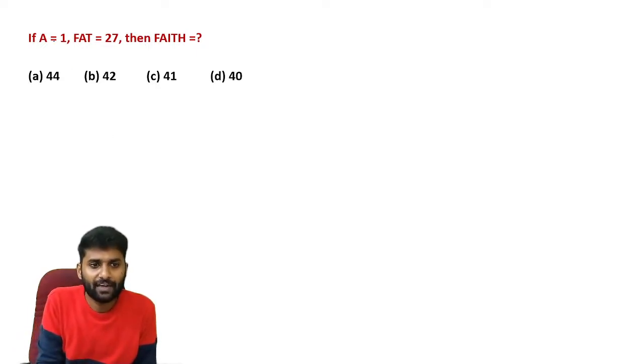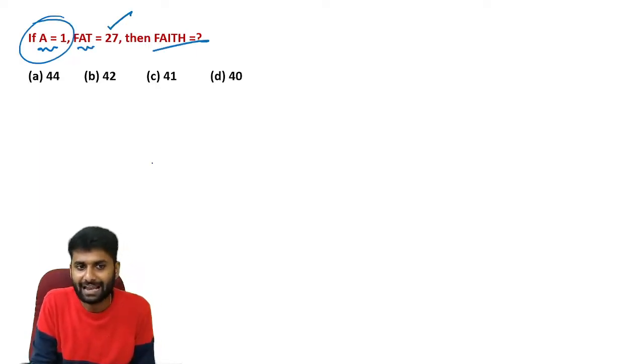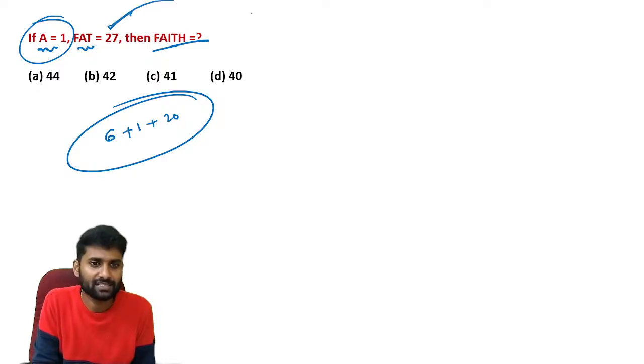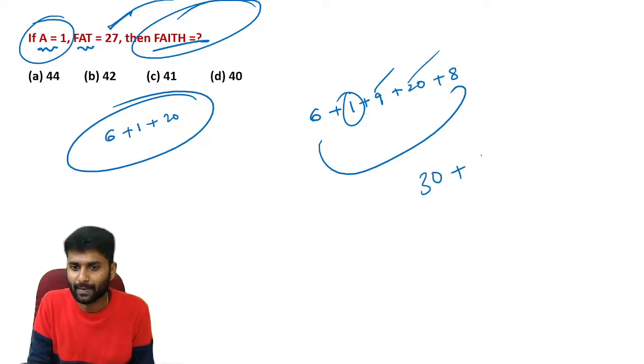Now see here, if A is equal to 1, FAT is equal to 27. What about faith? Again, they consider alphabetical position. F is the sixth letter, A the first letter, T the 20th letter, and the sum is 27. What about faith? Sixth letter, first letter, ninth letter, 20th letter, and eighth letter. 20 plus 9, 29, 30. So 30 plus 14. So the total value becomes 14.